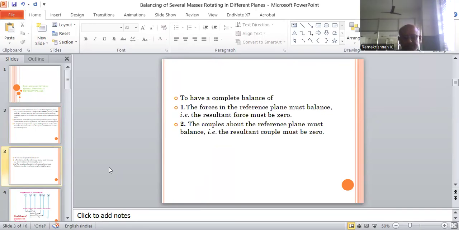In this system, in order to have a complete balance, two conditions must be satisfied. The net force acting in the reference plane must be equal to 0. Similarly, the couple about the reference plane must also be equal to 0. So these two conditions must be satisfied to have complete balancing of the rotating masses.